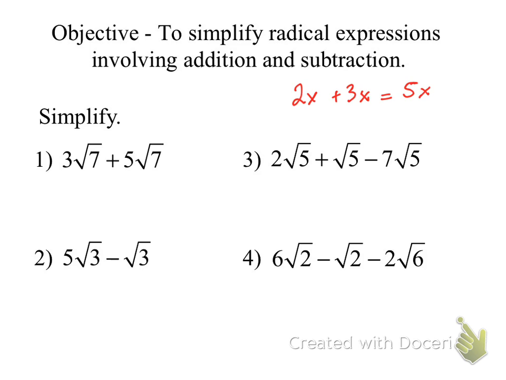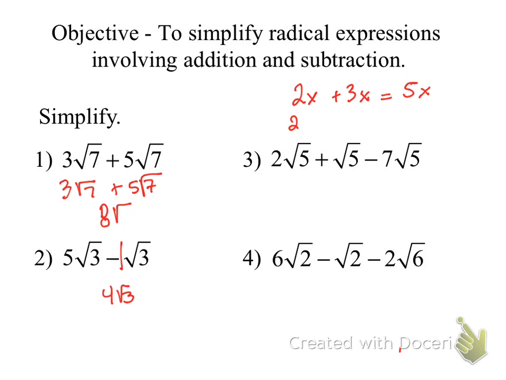the same thing's going to happen if I have 3 red 7s plus 5 red 7s make 8 red 7s. Okay? So in the next one, we're going to have 5 red 3s minus 1 red 3 make 4 red 3s. Pause the recording and try the next two on your own. All right, let's check your work.